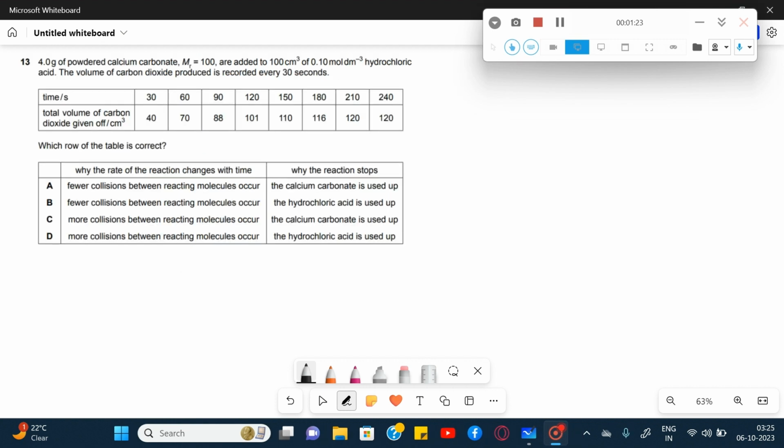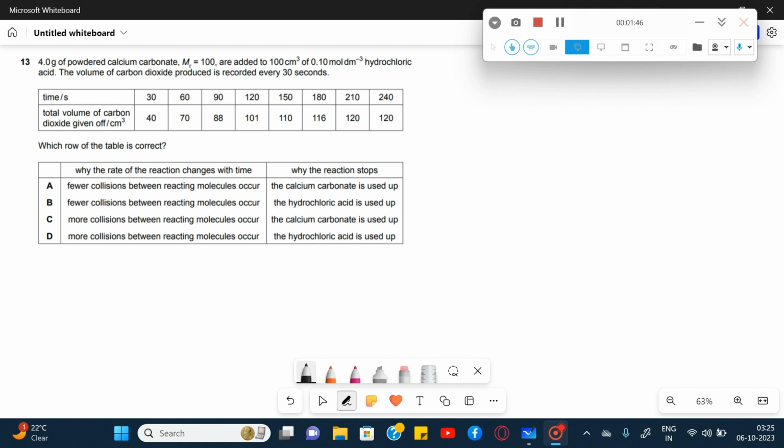Let's look at question number 13, which says 4 grams of powdered calcium carbonate, whose molecular mass is 100, are added to 100 centimeter cube of 0.1 moles per decimeter cube of HCl. And this is the data that has been collected. And the question asks which row of the table is correct. So the first column says why the rate of reaction changes with time.